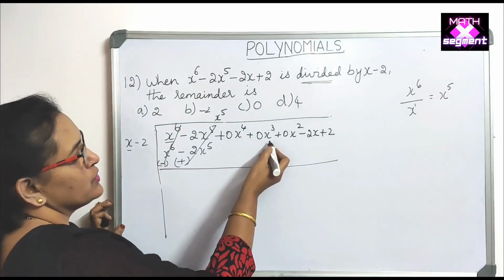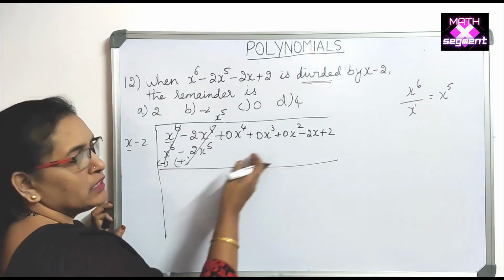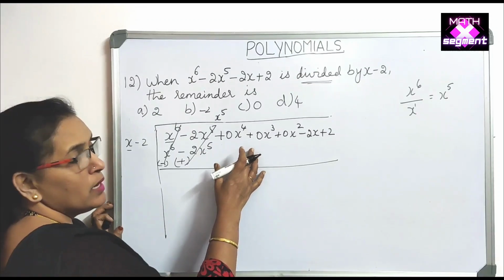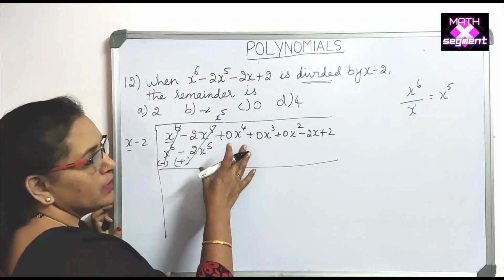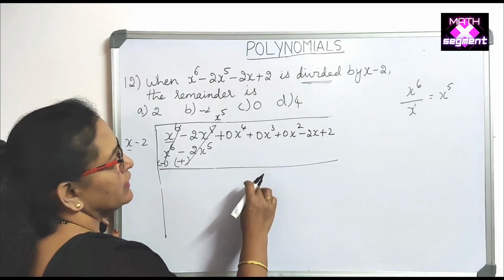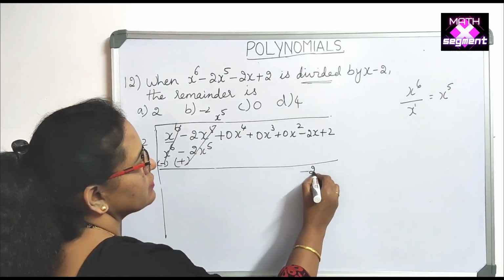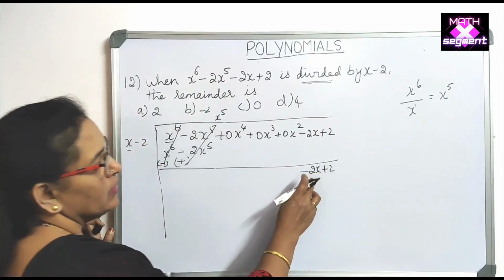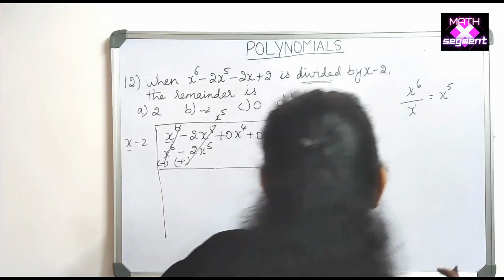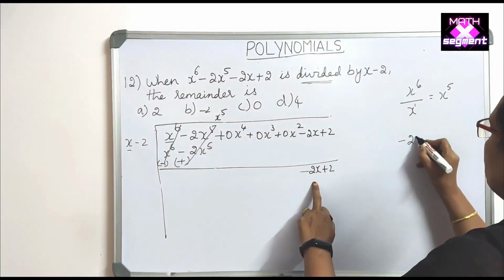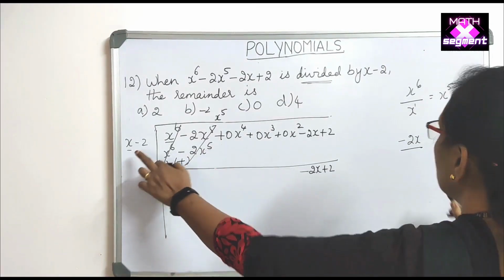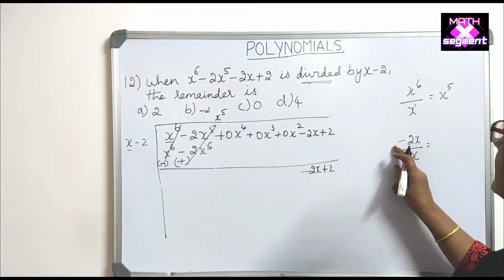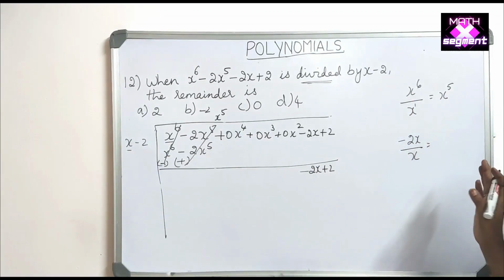Now it is 0x^4, 0x cube, 0x square. In this question it is not useful, whereas in other questions it may be useful. So I need not take down this, I'll straight away take down this, that is 2x plus 2. Now if I take the first term of the dividend, that is minus 2x, and the first term of the divisor, it is x. So now the sign has come. Here there is no sign, so we were not bothered.